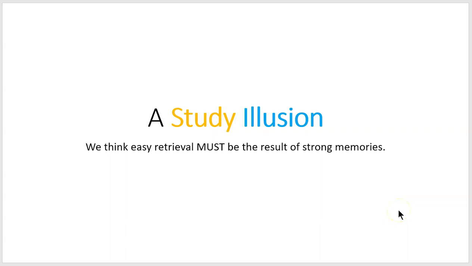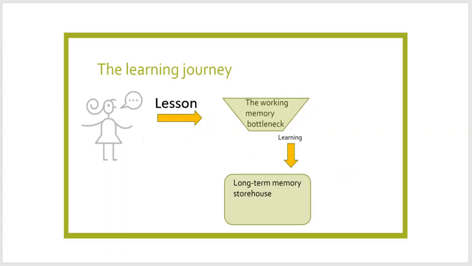In this lesson, I want to address a potential pitfall when we study, and that is what I'll call a study illusion, that we think easy retrieval must be the result of strong memories. Now, in previous lessons, we learned a little bit about this flow chart.